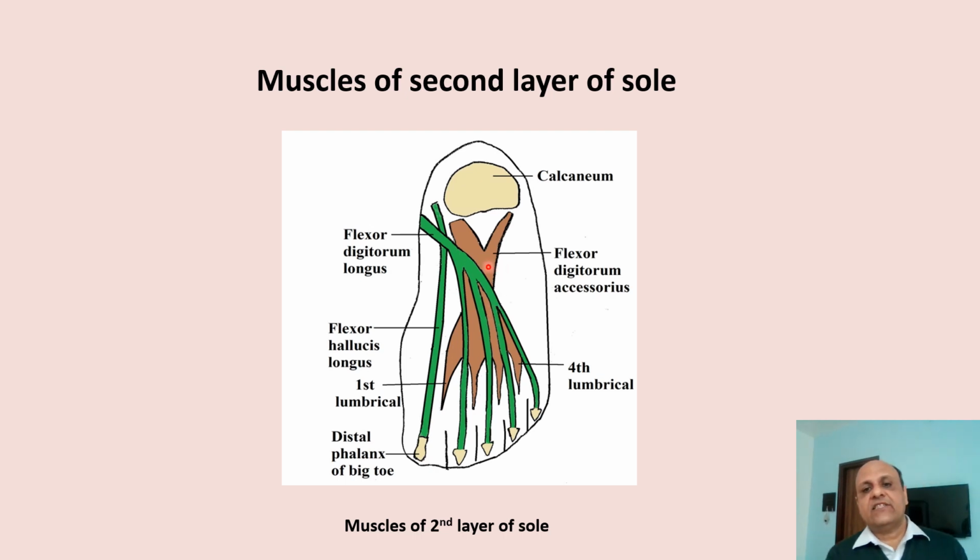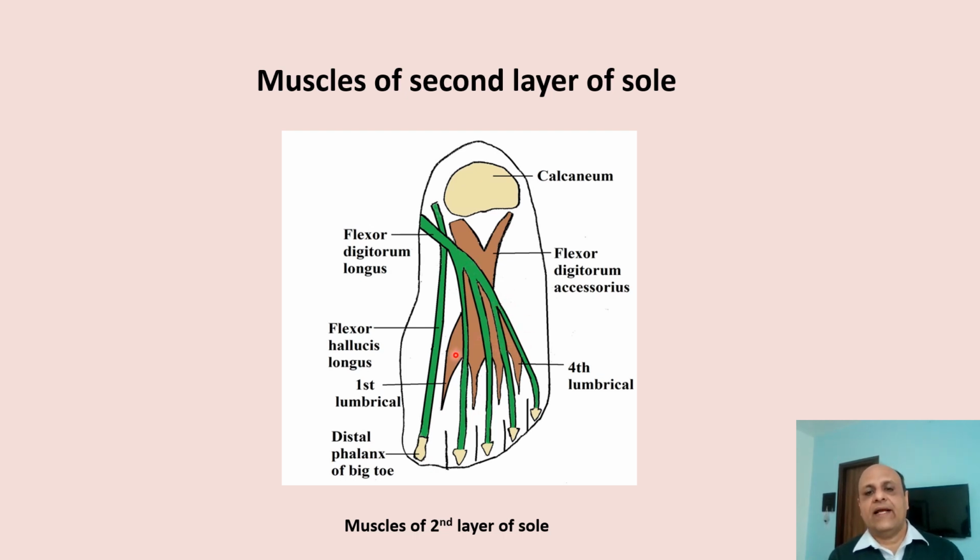Then we have the flexor digitorum accessorius, which has two heads of origin. These two unite at an acute angle to form the main belly of the muscle, and this muscle gets inserted onto the lateral aspect of the tendon of flexor digitorum longus. And this muscle is accessory to the action of flexor digitorum longus. So what it will cause is the same action as is done by the flexor digitorum longus tendons.